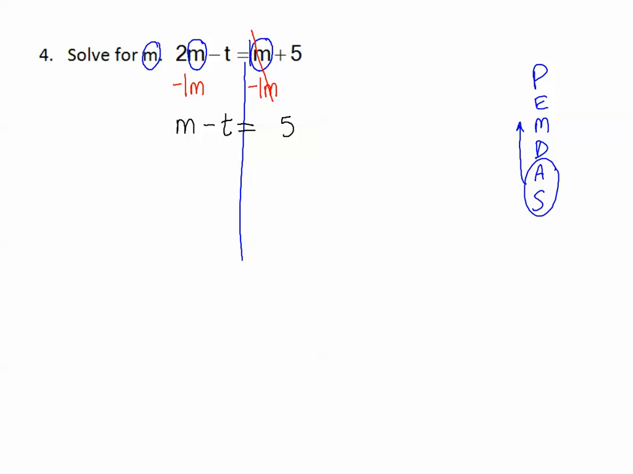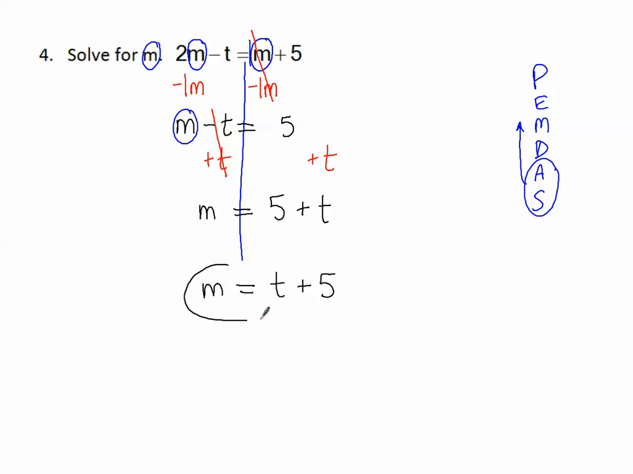Now, remember I want to get m by itself. It says minus t, so I'm going to do the opposite of subtract, which is add. I will say plus t. This is not a t, so I'm going to do it off to the side, plus t. T's go away. I'm left with m equals 5 plus t. Remember, the order in which we want everything else is letter or variable first, and then the constant term. So my final answer, m equals t plus 5.